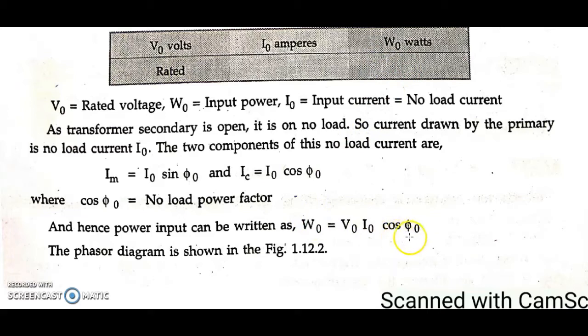So finally you can calculate cos phi naught out of this. When you calculate cos phi naught, then you can easily calculate phi naught. When you know phi naught, you can substitute over here so that IM and IC are known. Okay, simple. Clear?